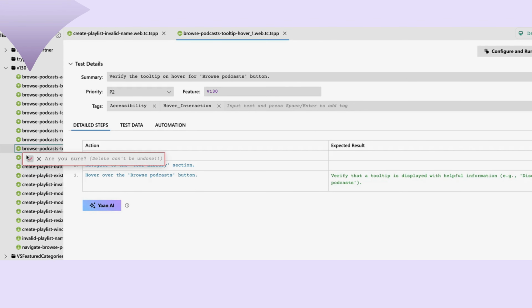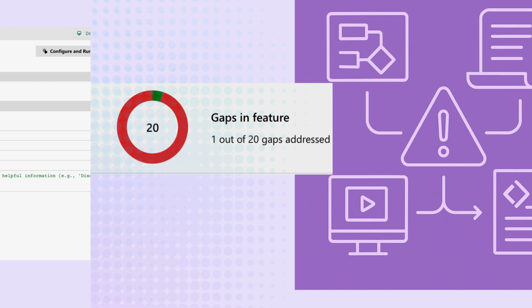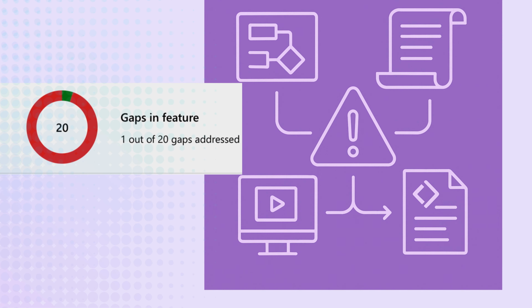Click the gaps icon to review. Each gap is accompanied by a clarifying question, allowing you to resolve ambiguity directly within the interface. DevAssure then updates your test coverage dynamically based on your inputs.